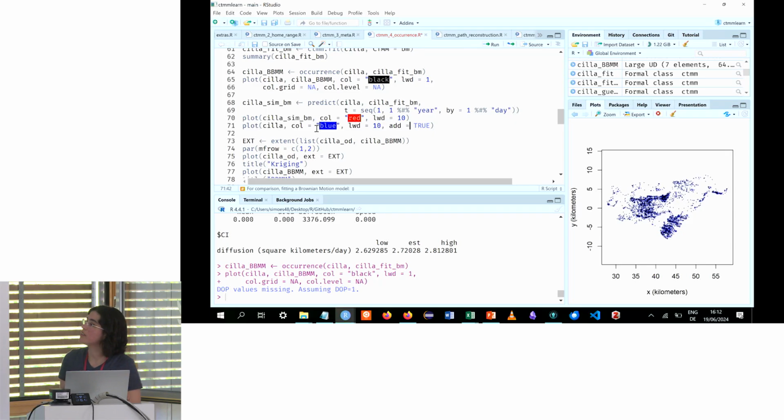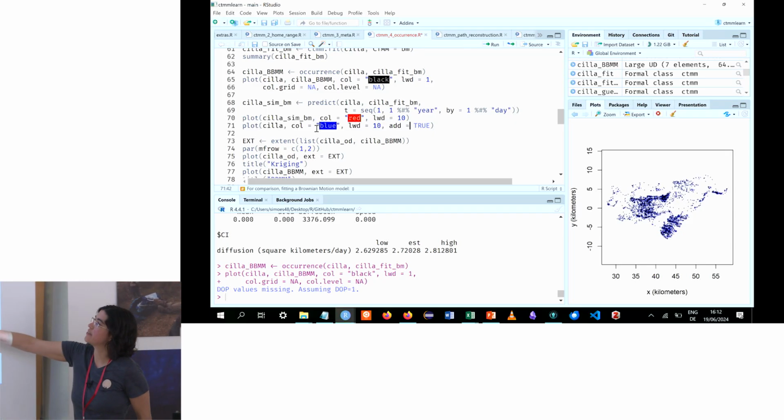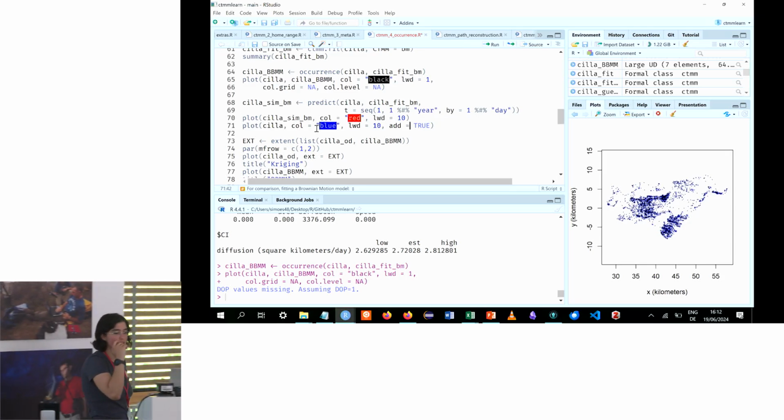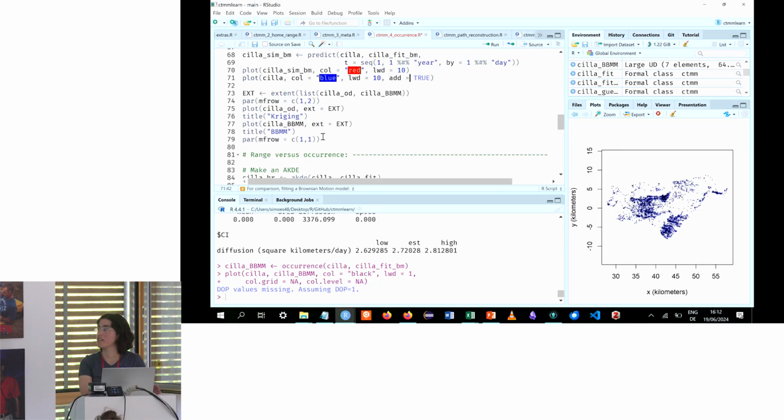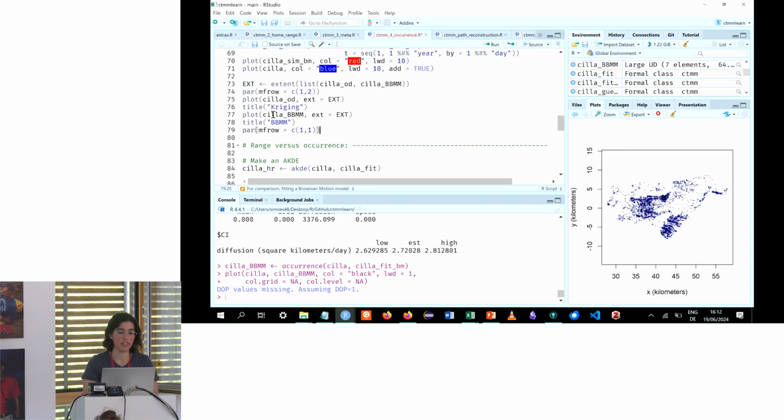Okay, so it's not easy to tell because, again, the occurrence distribution is kind of hard to tell with this screen. Maybe it's easier on your own screens. You can kind of see the connections a little bit better. But yeah, that's basically the occurrence distribution with the assumption of Brownian motion.